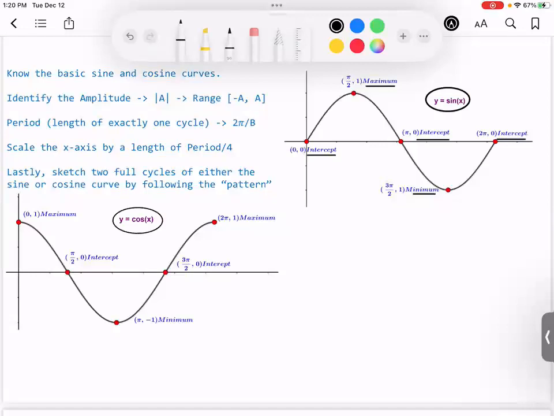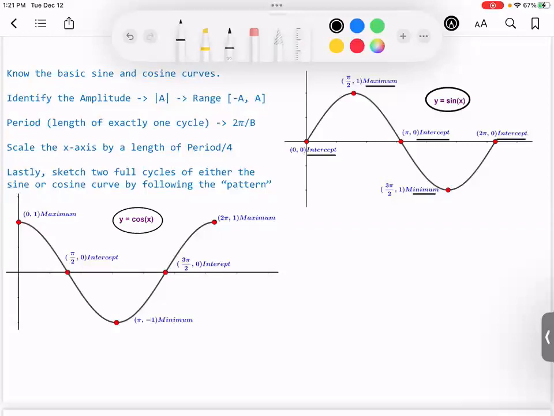Once you know the basic sine or cosine curves, the next thing you have to do is identify the amplitude. In short, the amplitude is always the absolute value of A, and it produces the range for us. So the range will be from negative A to A. Essentially, that is the value that is in front of the sine or cosine function.